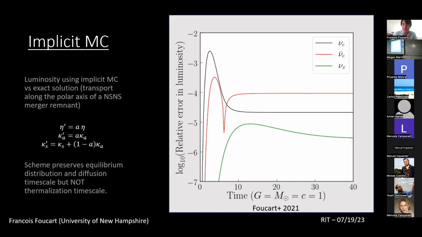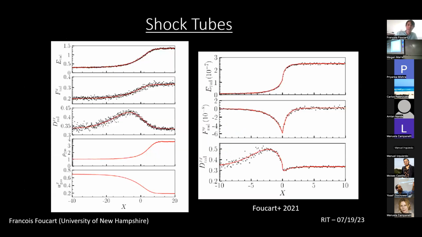Nevertheless, we have tested that this approximation does not have a significant impact on things like the luminosity of neutrinos, for example, that we observe coming out of our system. We have, for example, looked at a vertical profile along the z-axis of a neutron star merger remnant, and evolved that with a 1D radiation transport code where we can get the exact solution, and found that our approximation makes sub-percent error in the luminosity, for example. Right. So that's kind of where we are right now.